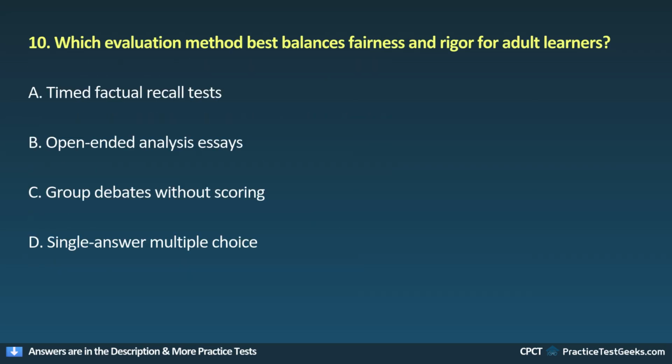10. Which evaluation method best balances fairness and rigor for adult learners? A. Timed factual recall tests. B. Open-ended analysis essays. C. Group debates without scoring. D. Single answer multiple choice.